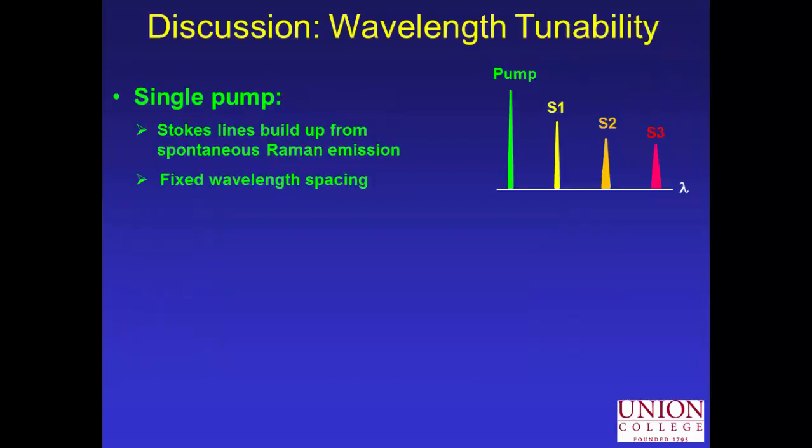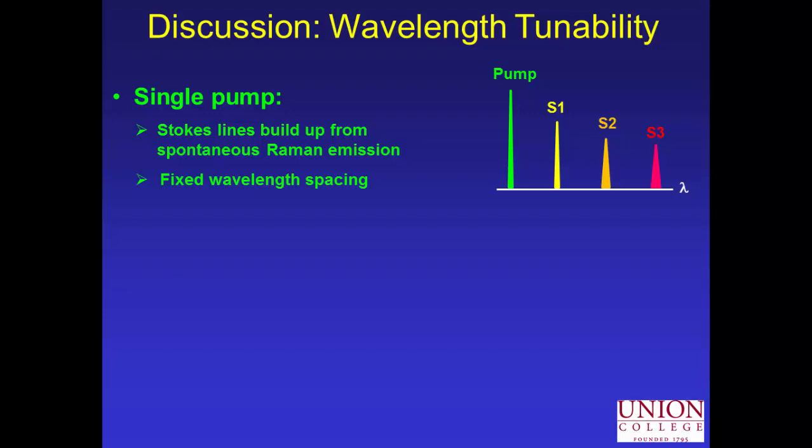One thing to think about, as mentioned in the previous talk, is if you want to change the wavelength for spectroscopy, how would we do that? Right now we cannot because we just have a single input laser. What that means is that all of these new wavelengths are basically created from optical noise due to the spontaneous Raman emission. So you get what you get. You have fixed wavelength spacing; these are 13.2 terahertz apart in frequency. So how can we get tunability?